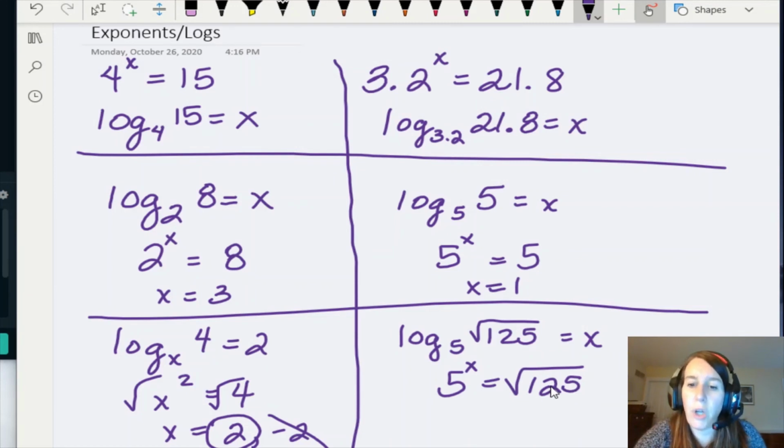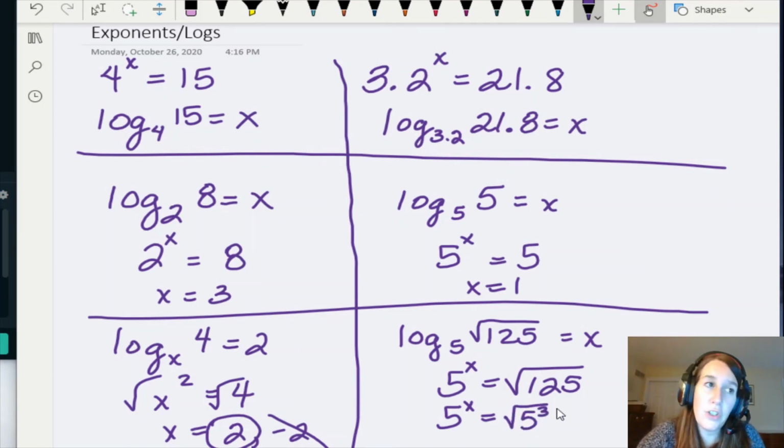This exponent's a little more complicated, right? So this is 5 to the x power, and then the square root of 125. So 125 is 5 cubed, right? So this is the square root of 5 cubed. And then do you know that the square root is the 1/2 power? I think you do, but if not, now you know. That is the 1/2 power. So this is the same as 5 to the 3/2 power, because it's 1/2 times 3. Okay, so if 5 to the x is equal to 5 to the 3/2, then x is equal to 3/2.